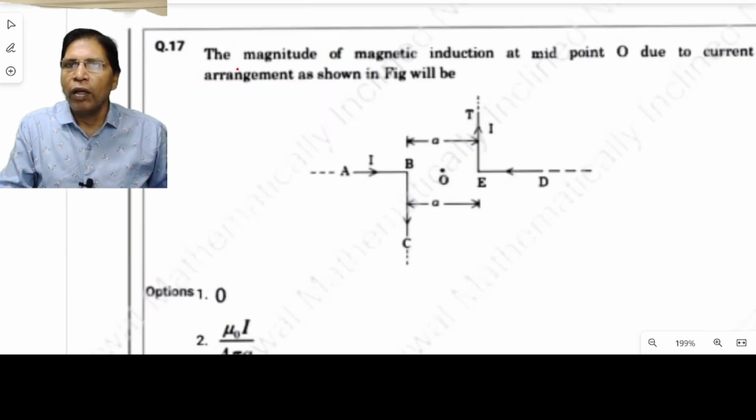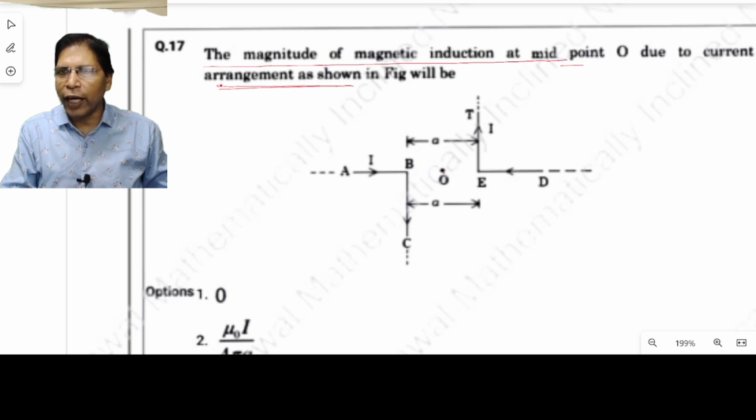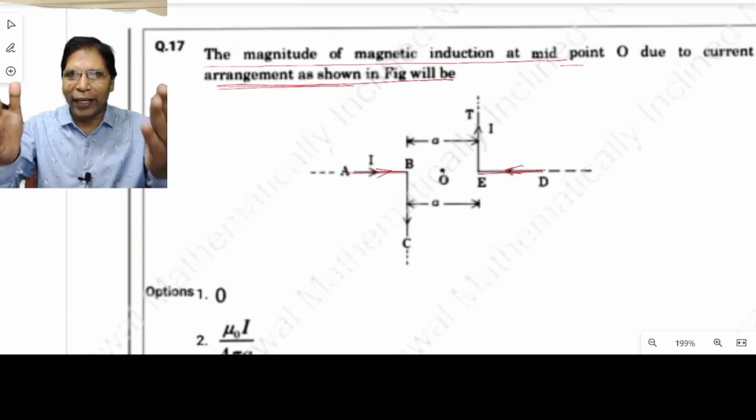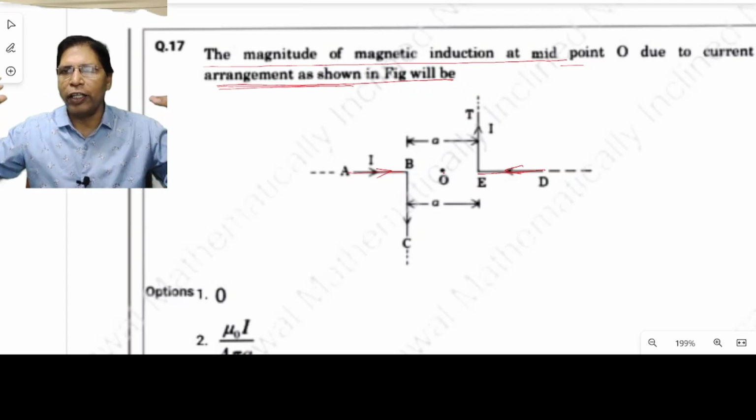Okay. Now look at this, the magnetic induction at the point O, at this point, due to the current arrangement shown in figure will be. Now look at this, the current along DE and the current along AB do not produce magnetic field at O because O lies on the line of AB or D.